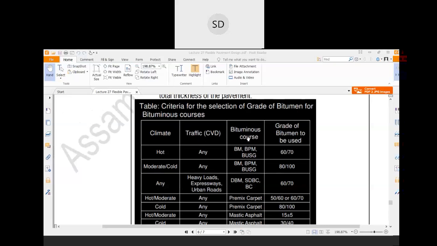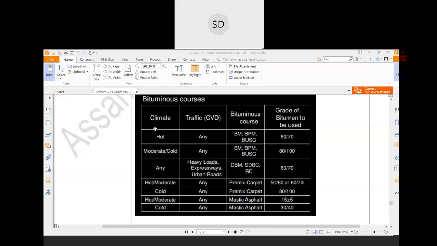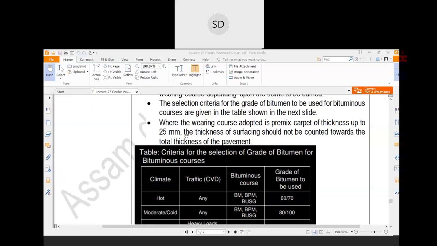Now, column 2 and column 3, that is not required for you, because these different types of bituminous courses are not included in your syllabus. You have only the basic portions. So you just need to know about the different climatic conditions, and based on the different climatic conditions, what type of grade of bitumen should be used over here.